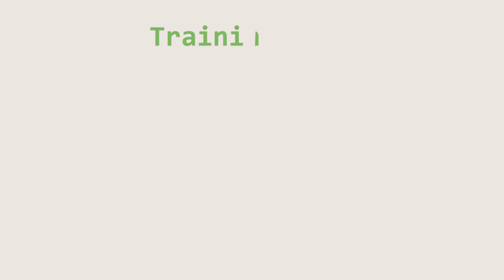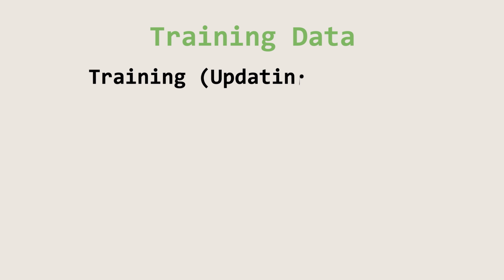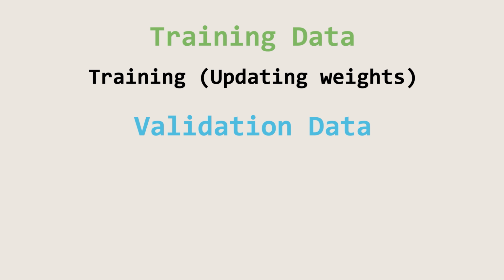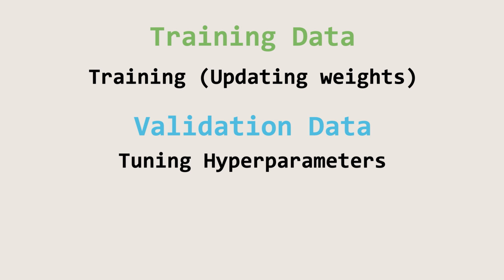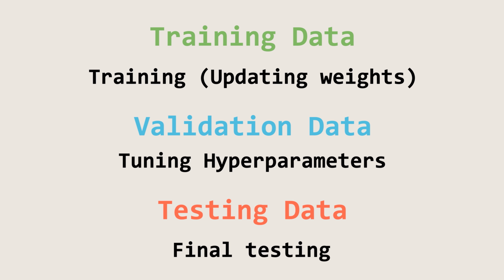Now to summarize, the training set is used to train the model and update its weights. The validation set is used to tune hyperparameters and decide when to stop training, for example, using early stopping if the model already performs well. The test set is used at the very end to evaluate the final performance of the model on unseen data.